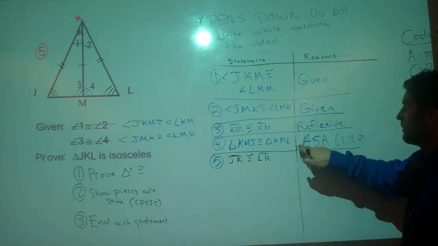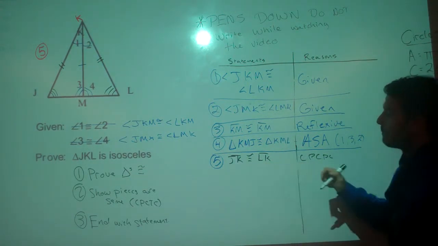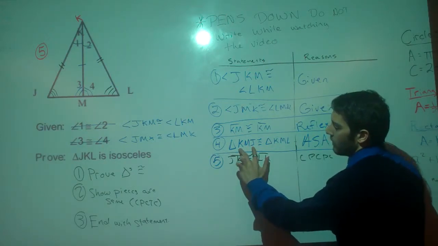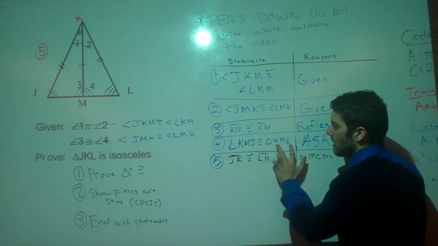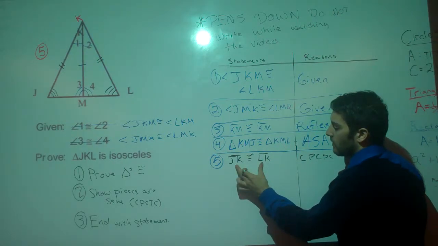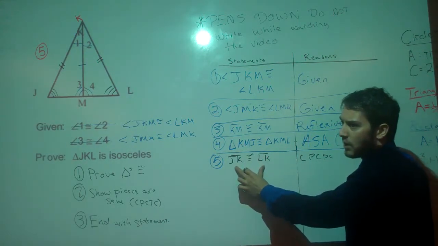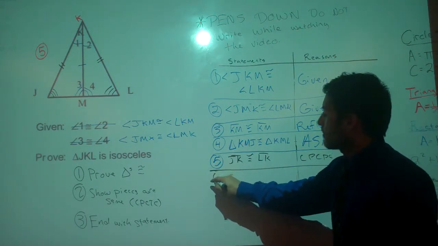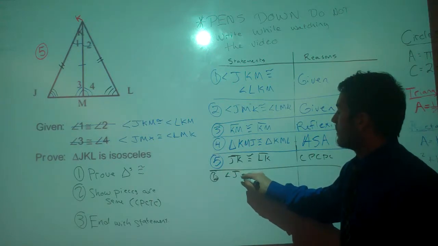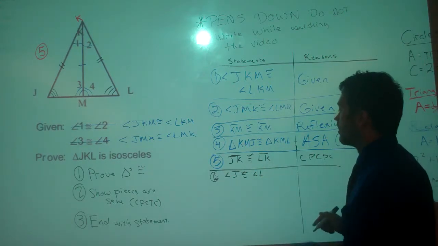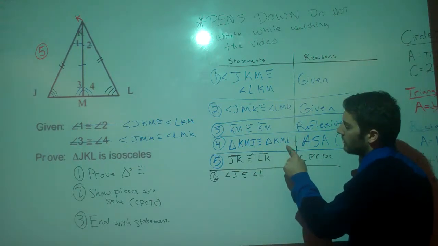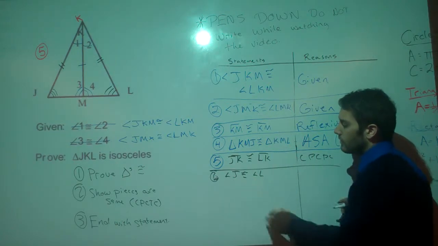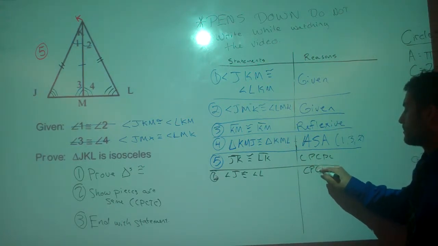Because the triangles are the same, their pieces should be the same. You'll notice J and K are the very first and last things here. L and K are the very first and last things here. So because they go together and the triangles are the same, they will be the same as well. I can also say that angle J is the same as angle L. J is last here, L is last here, they go together, they're the same by CPCTC.